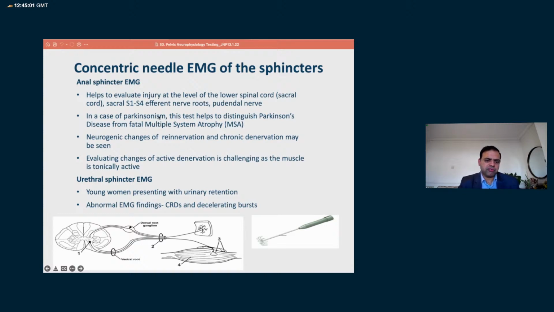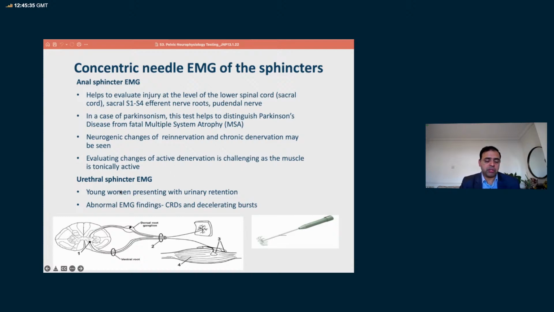Now, there are some specific situations, such as if a patient comes with Parkinsonism, and you've been referred a case of Parkinson's disease, but then you find the patient in urinary retention. Now, Parkinson's disease should not be associated with urinary retention. And you think about the differential diagnosis of multiple system atrophy, where the Onuf's nucleus undergoes degeneration, in which case performing an anal sphincter EMG would be useful. This test is able to tell you about reinnervation and, to a lesser extent, about active denervation.